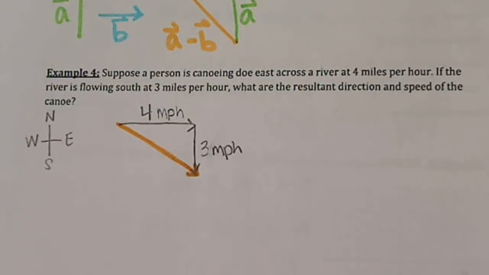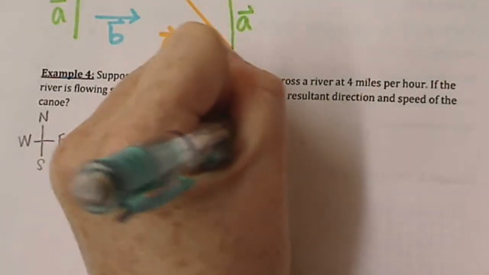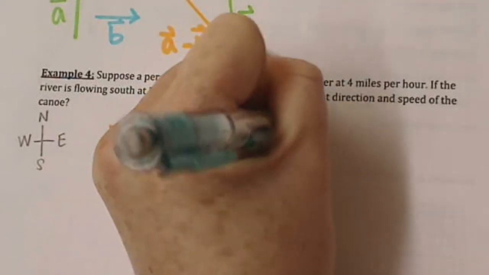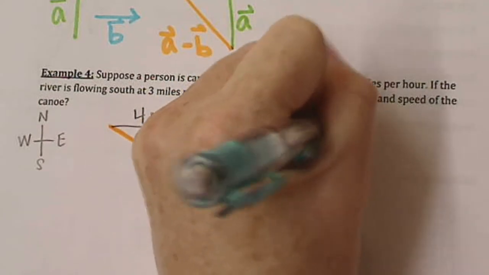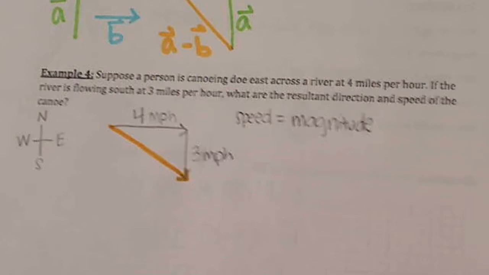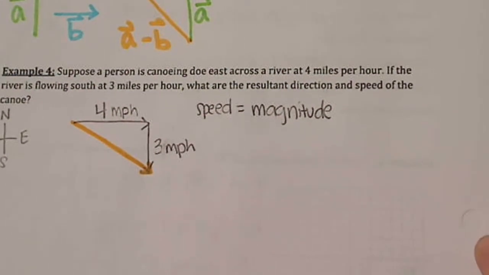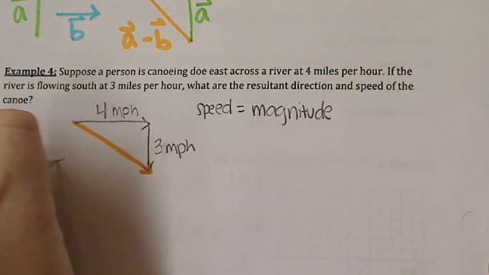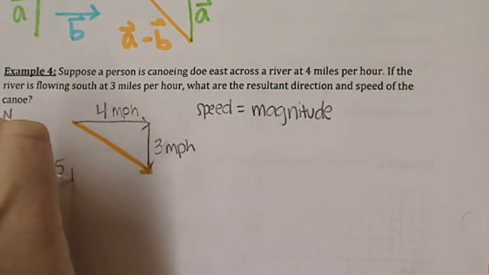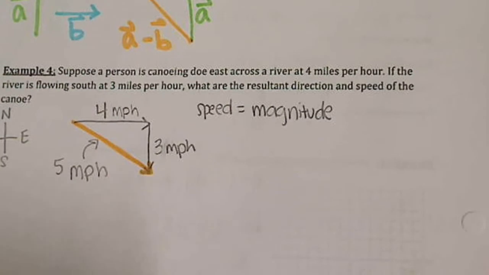What is the speed of my canoe? Well, remember, speed is the same as magnitude. Okay, so I want to find the length of that vector. Well, that triangle looks an awful lot like a Pythagorean triple, and it is. This is a 3, 4, 5 triangle. So my speed is 5 miles per hour.